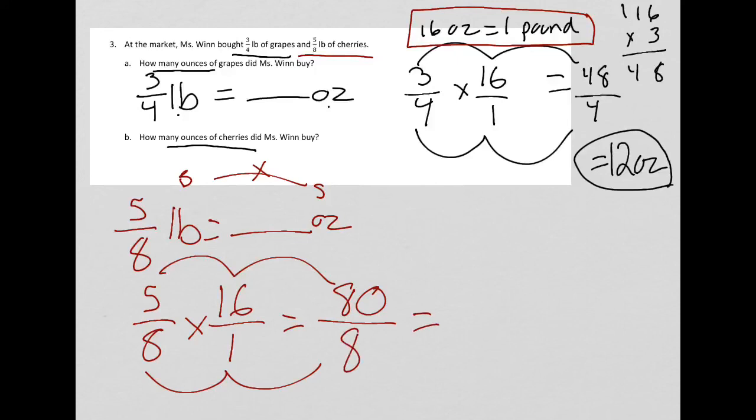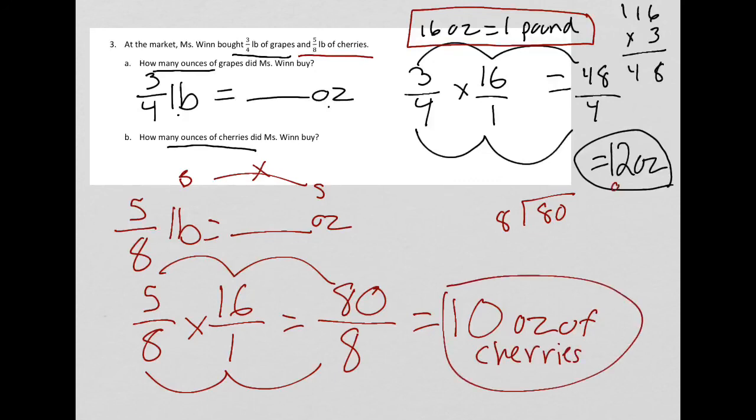So I get 80/8, which I can do division. I can do the standard algorithm if I need to, or if I can see that this is 10, that's awesome. So this is going to be 10 ounces. So she bought 10 ounces of cherries, and she bought 12 ounces of grapes. So we're able to use our general understanding of multiplying a fraction times a whole number, and now we're just throwing in conversions on top of that. So we're using the same math skill, just in a new way.